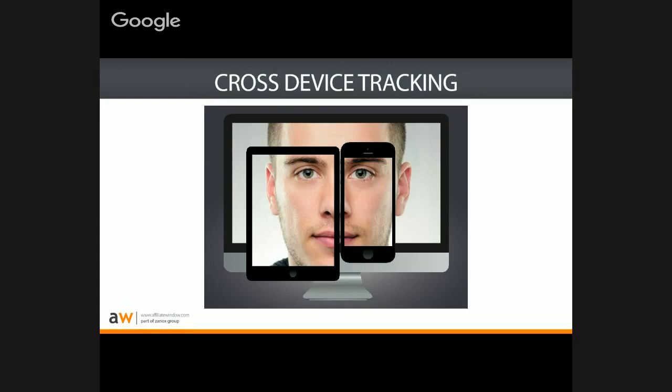Before I go any further, what I will say is that at Affiliate Window, we believe cross-device tracking is as much about the survivability and the long-term viability of affiliate marketing as it is about innovation. And hopefully, that's one of the things that will come across as we go through today.